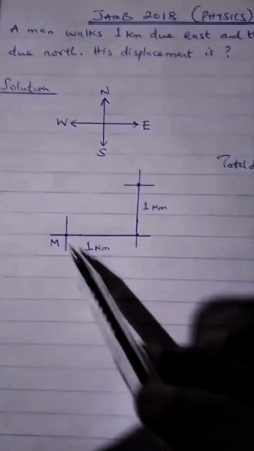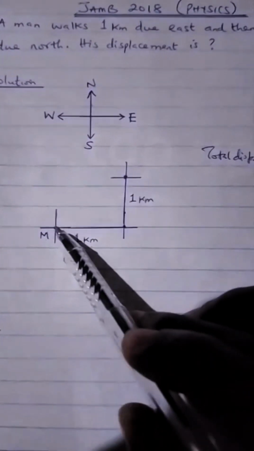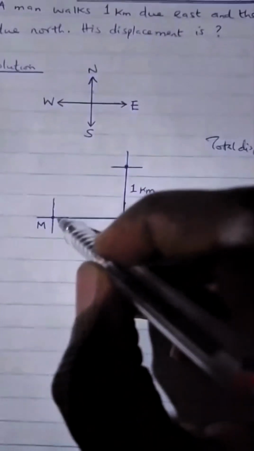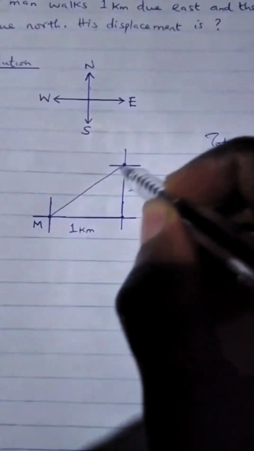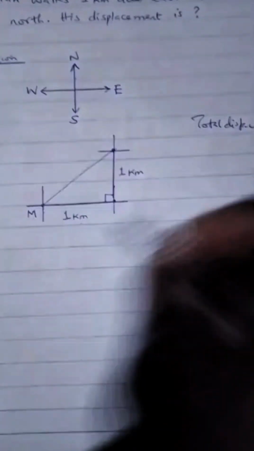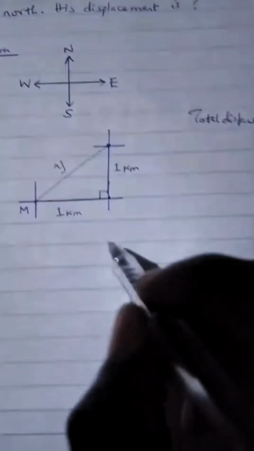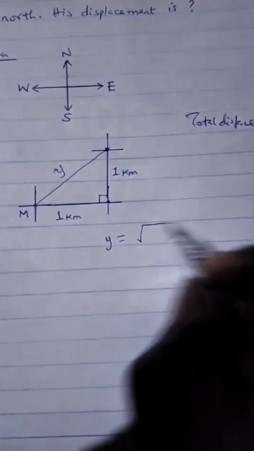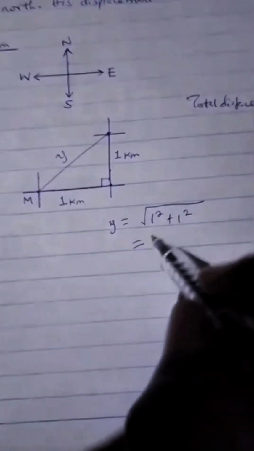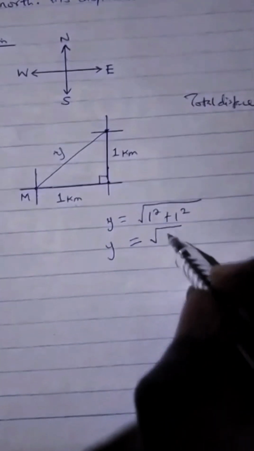Displacement is the shortest distance between the starting point, which is this point, and the final position, which is this point. So the shortest distance would be a straight line. If you see the diagram, it forms a right angle triangle, and so we need to find the hypotenuse. Let's call it y. By Pythagoras theorem, y is equal to the square root of 1 squared plus 1 squared, which gives us root 2.